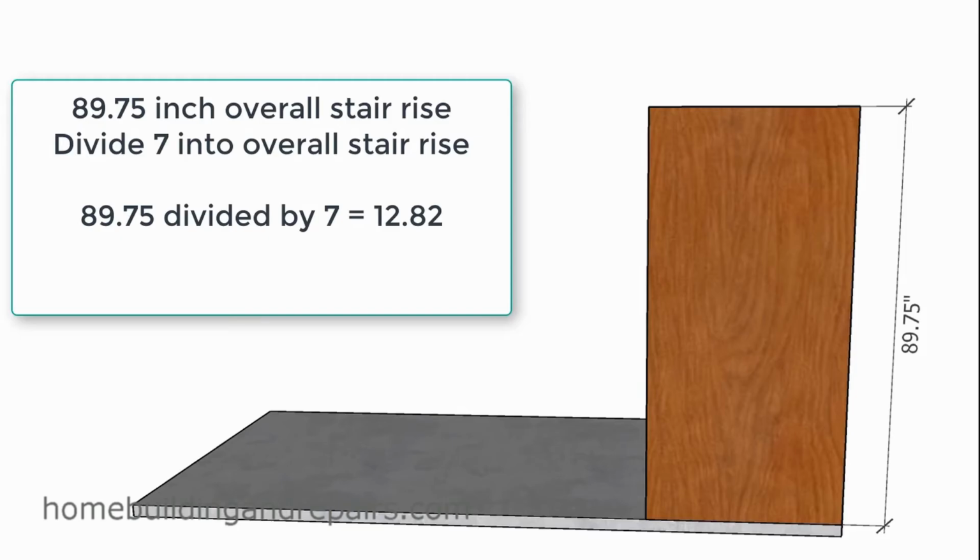The next step will be to divide the number 7 into the overall stair rise. Now the number 7 is the magic number here. We are going to use that to get us to our second number, and the second number is what will be used to figure out the individual riser height. But the number 7 seems to be a number that works for this particular formula. So let's keep that in mind. Any stairway rise total overall height, just divide it into the number 7, and that's going to take us to our second number. So if we divide 89.75 by 7, we're going to get 12.82.